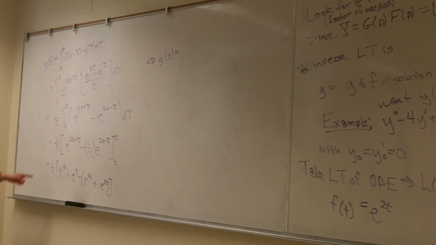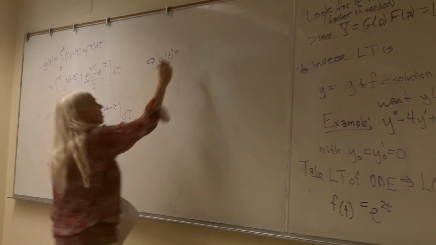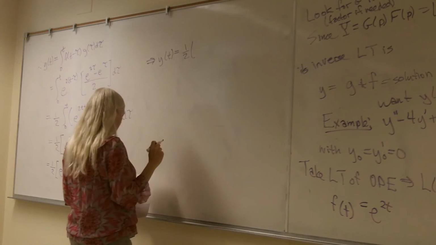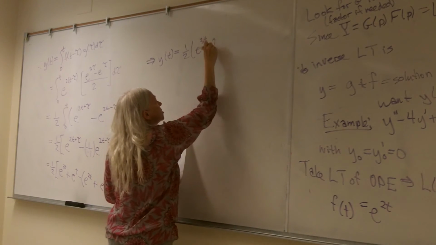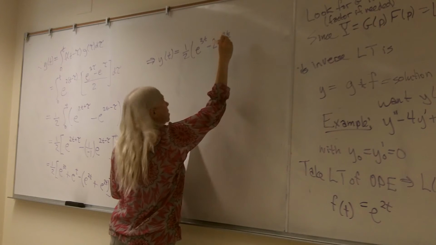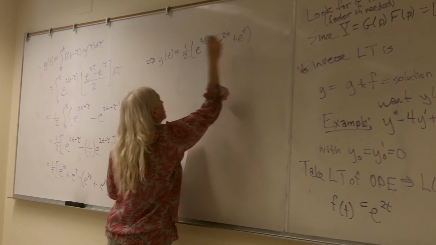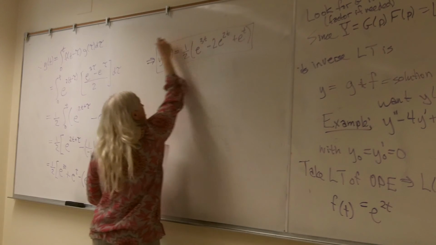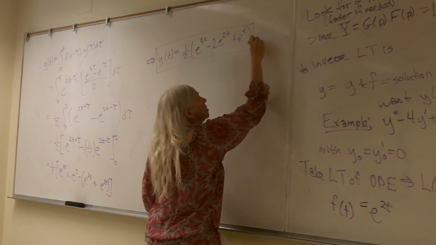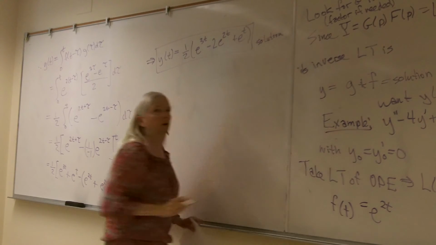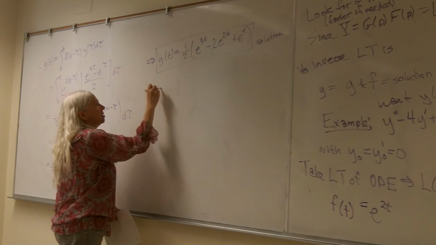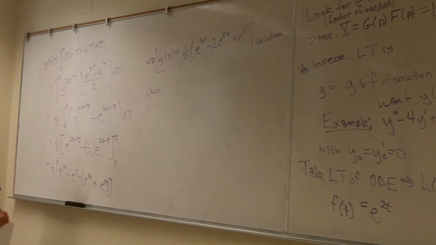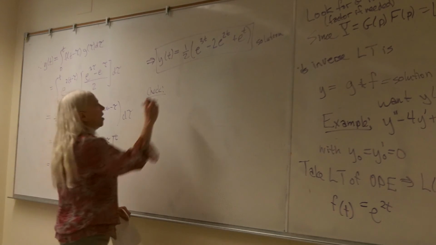This is our y of t, so simplifying slightly, we can write this as 1/2 times e to the 3t minus 2e to the 2t plus e to the t. So that's our solution to our ordinary differential equations. And as usual, it's a good idea to check this. It's always a good idea to check solutions to differential equations after you find them.